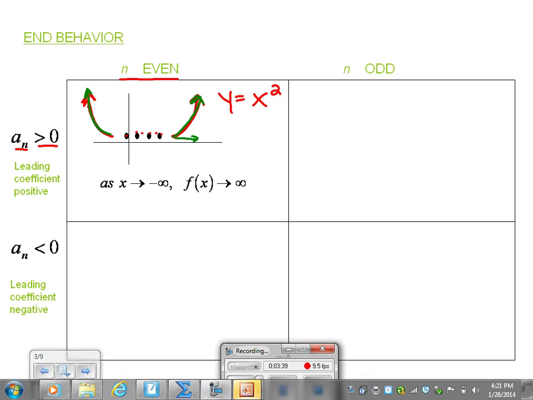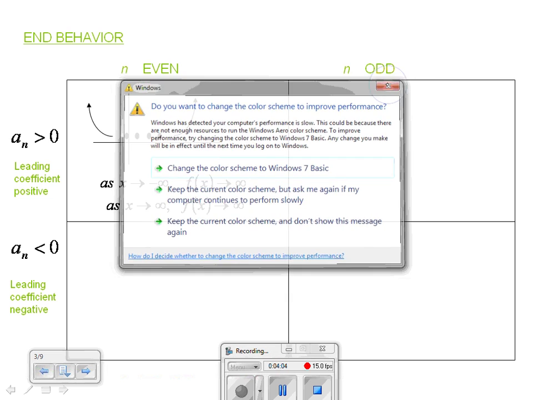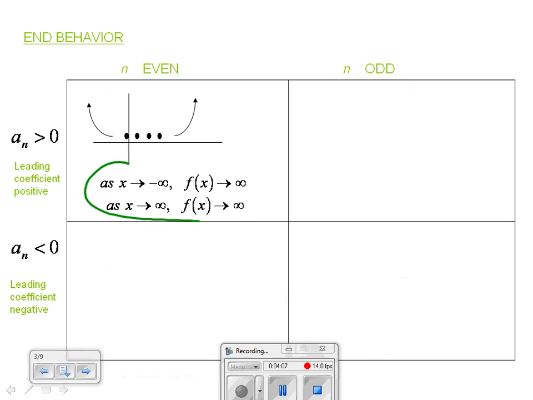So I'm going to have a very similar statement that says this. As x goes to positive infinity, notice the change there that now says x going to positive infinity. That means x going to the right. As x goes to the right, my function's going up. My function's going up to positive infinity, just like it was going up to positive infinity as we went to the left. So this whole thing is your statements for the end behavior of a polynomial function where the degree is even and the leading coefficient is positive.